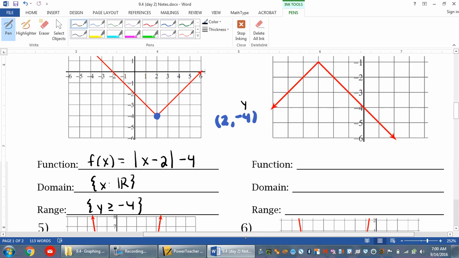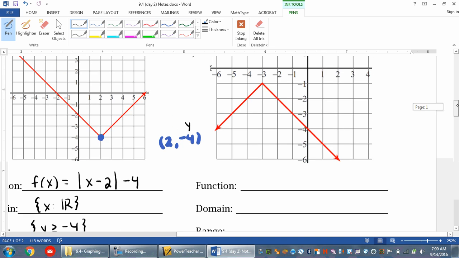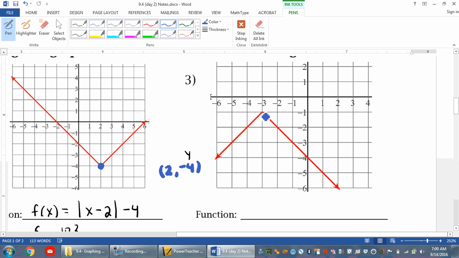All right, number 3. Again, let's identify what the vertex is. The vertex is at negative 3, comma, negative 1. Then I'm always going to start with f of x equals the type of function, no matter if it's a U-shaped graph or a V. Since it opens downward, I have a negative before the absolute value bars, and it's going to be plus 3 because it's always the opposite sign first, and then minus 1 with the same sign.